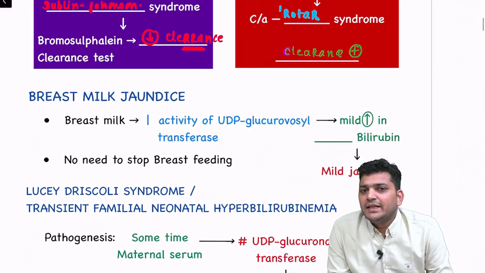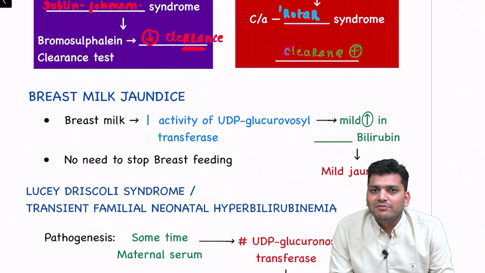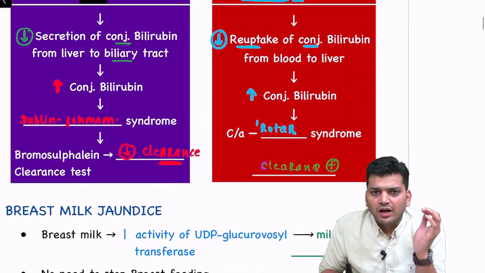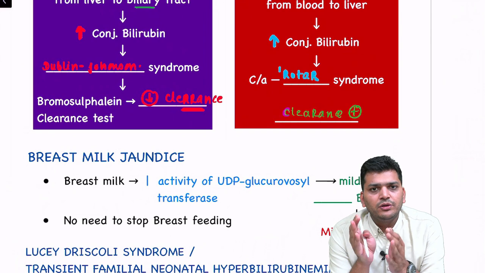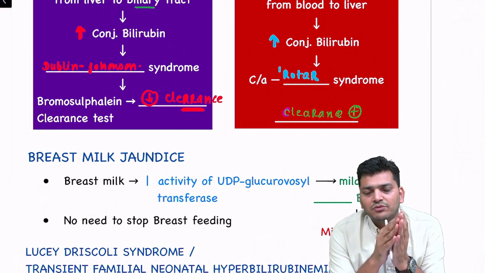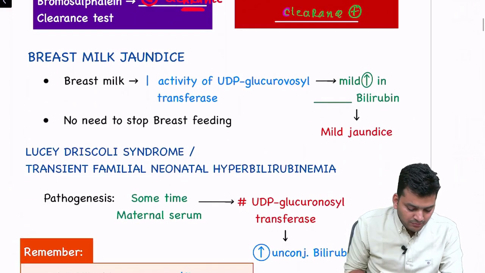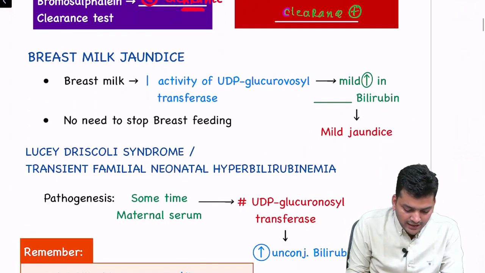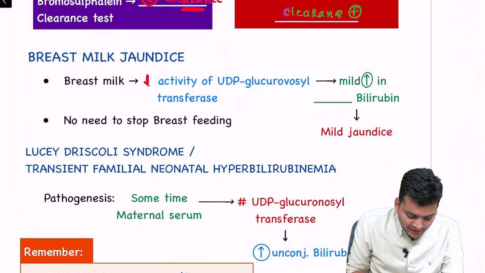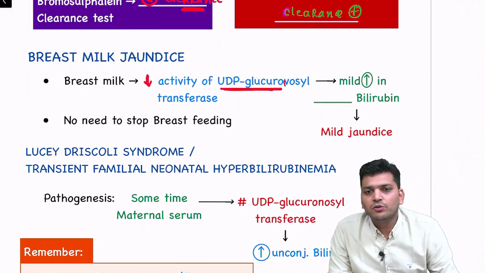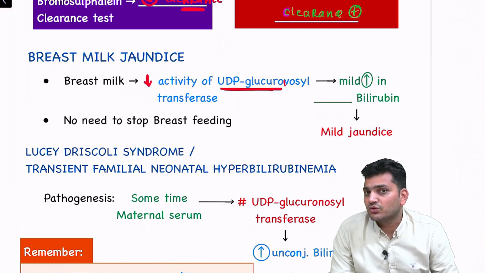Now, in obstetrics and gynecology, you have discussed that during the first few days of life, we all develop physiological jaundice. Why do we develop physiological jaundice? The reason is that unconjugated bilirubin converts into conjugated bilirubin in the liver with the help of the enzyme UDP glucuronosyl transferase. Breast milk has a property that for some time it can decrease the activity of UDP glucuronosyl transferase. The enzyme will work less because of breast milk.